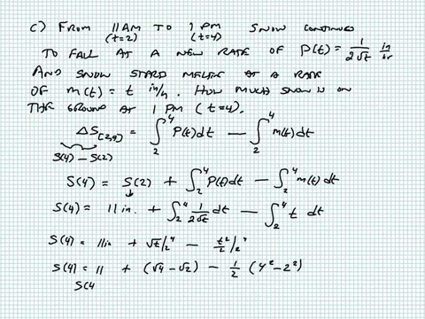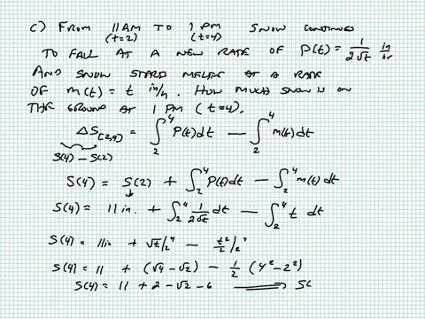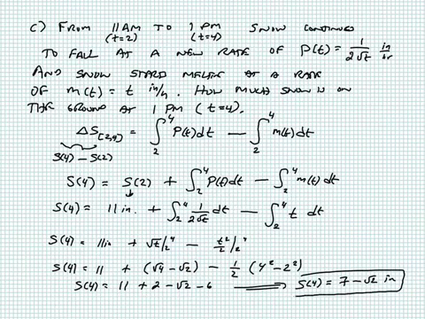So I've got S of 4 equal to 11 plus square root of 4, which is 2, minus the square root of 2. And then here we've got 16 minus 4, which is 12, divided by 2, so that's minus 6. This gives me in total the amount of snow on the ground at 1 p.m. is equal to 7 minus the square root of 2 inches. The square root of 2 is around 1.4, so it's about 5 inches or so. So that's how we do a problem like this.